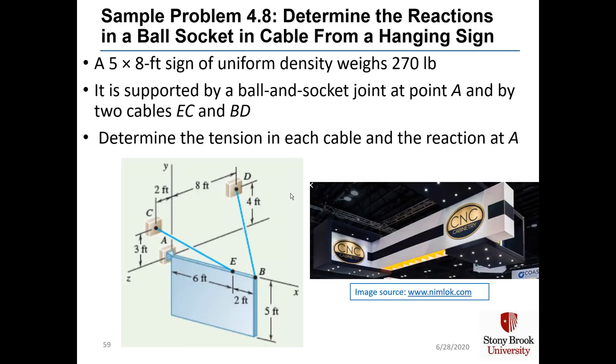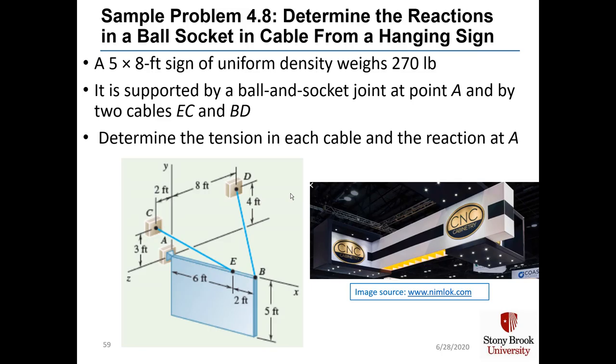Now we'll have a second problem here. We'll determine the reactions in sample problem 4.8 in a ball socket and in a cable from a hanging sign. Hanging signs in trade shows look like the one on the right here. They're enormous, and they do hang from the ceilings with cables.